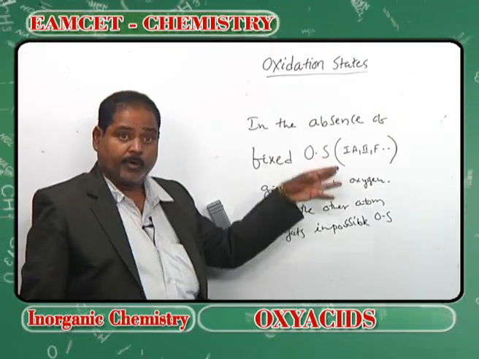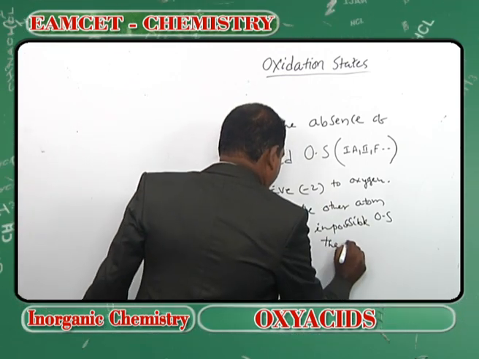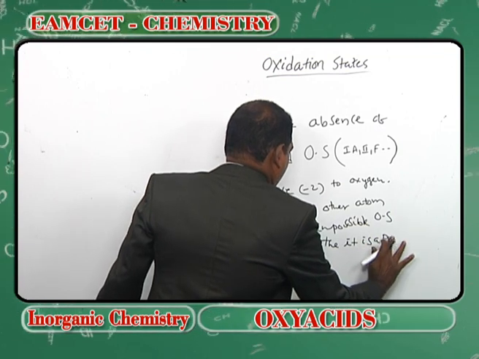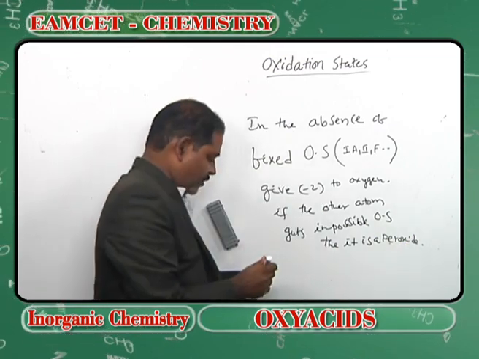Higher than the group number. If somebody gets an impossible oxidation state, then it is a peroxide. It means that the substance contains an oxygen-oxygen single bond. I repeat this statement, be careful.